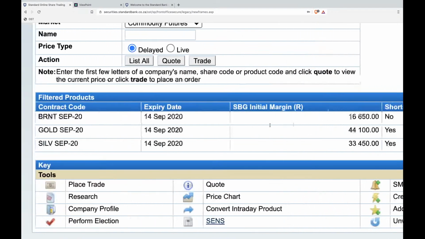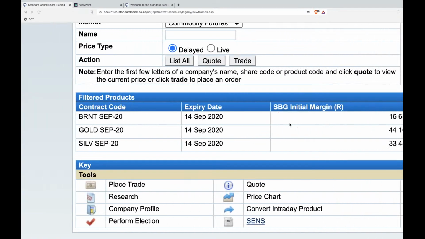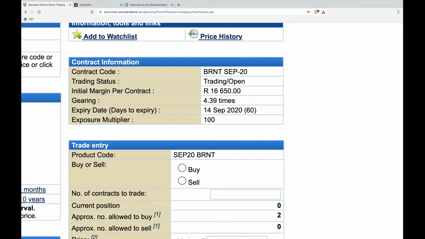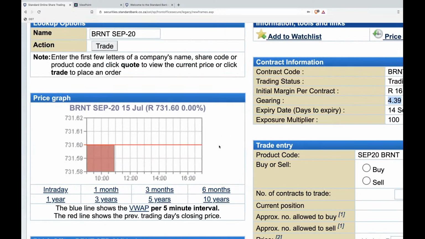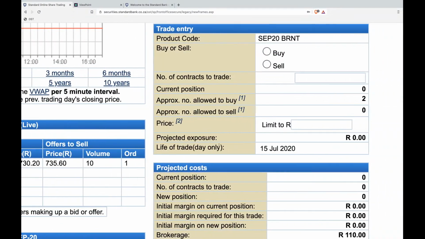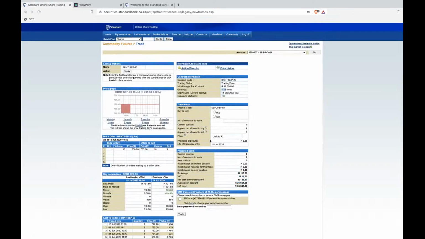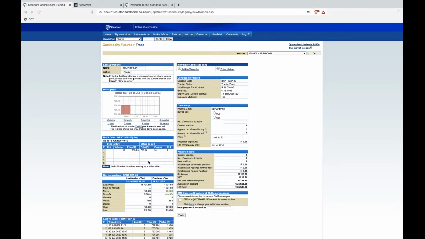That gives you your margins. Currently on oil, no shorts are allowed, but you can do shorts on gold and silver. What's very important is to make sure that you know what the multiplier is. This is not just Brent, it is 100 barrels of Brent, giving you a gearing of, let's call it, 4.4, and there's, what am I looking for? There it is. So there is a market maker here.